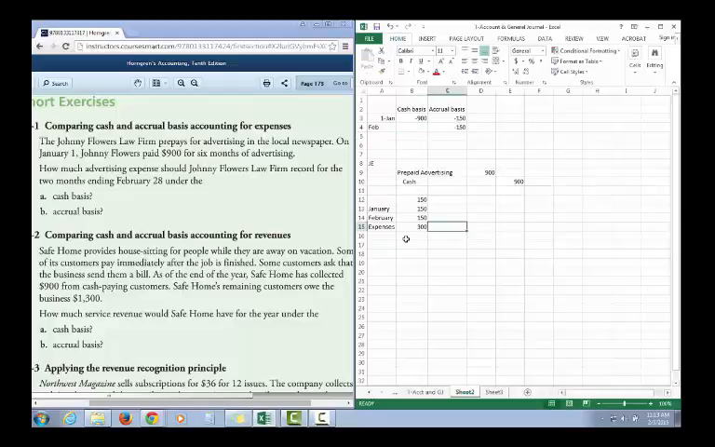So at the end of February now, we've used 300 of that advertising, and when we use it up, we're going to debit advertising expense and credit that prepaid advertising account. So we're going to record 150 each month, and it's going to reduce that prepaid advertising account. So when we reduce it, we're going to have 900 minus the 300. So we're going to have a total in our prepaid account. This is the ending balance.